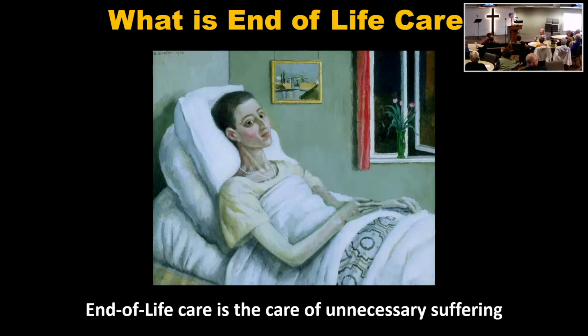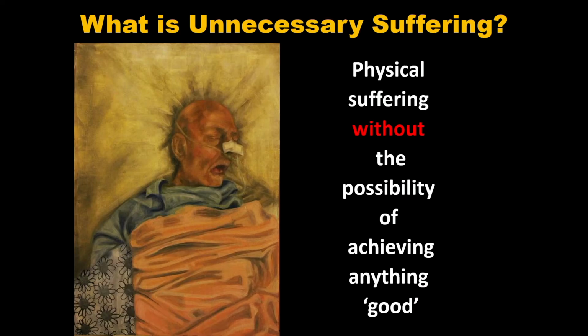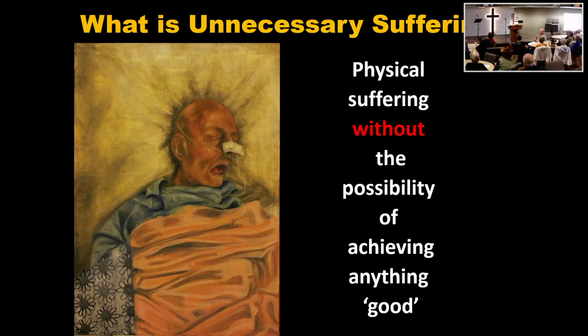Okay, so what is end-of-life care? It's the elimination of unnecessary suffering, the prevention of it, and the treatment of it. Now, I didn't say necessary suffering. In healthcare, there's necessary suffering. But unnecessary suffering is the suffering you do that leads to no positive end. So there's two types. There's physical suffering, which everybody is familiar with, and it doesn't achieve anything good.